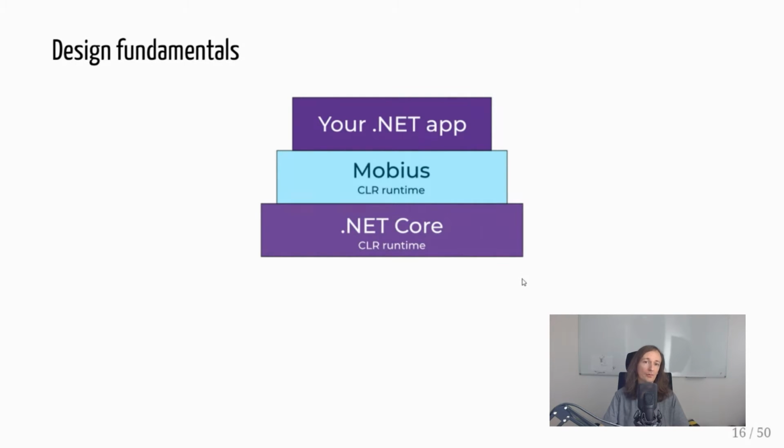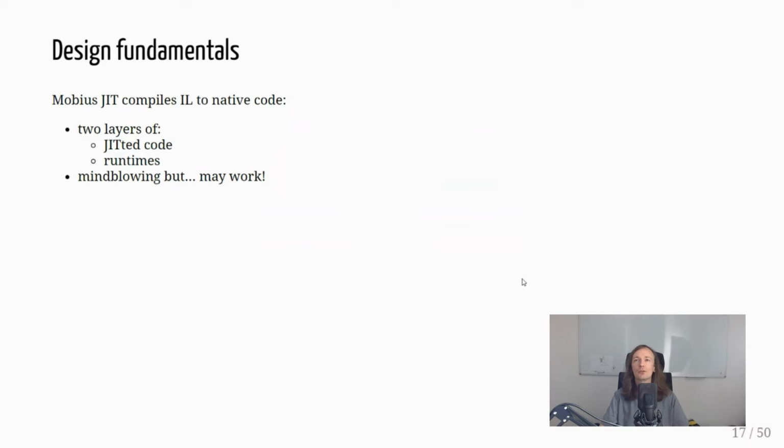And this sounds pretty crazy, right? So what Mobius is doing, and in the end all this makes a little bit of sense, is that Mobius as a runtime is still using JIT, the just-in-time compilation that takes the IL of your application and still emits native code from it.